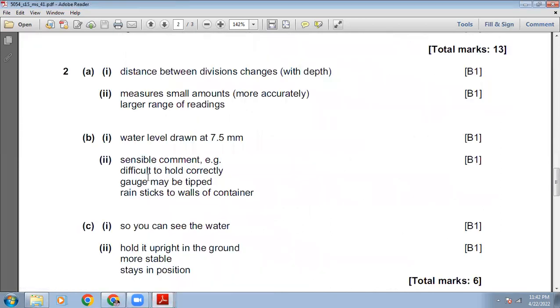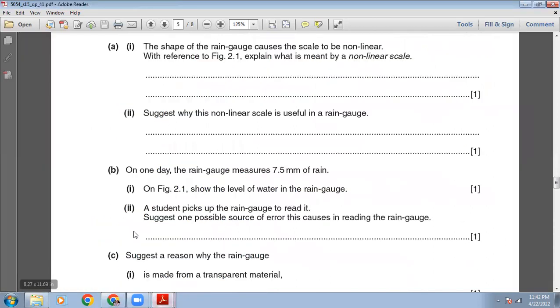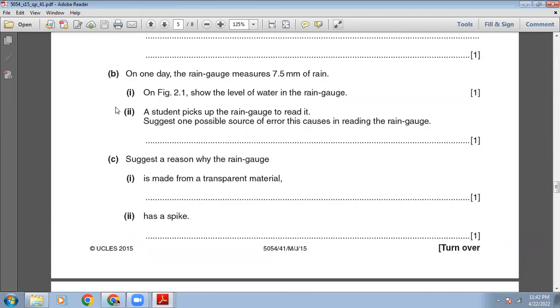Okay, so let's check the marking scheme. Measure small amount more accurately, larger range of the readings. Okay. So then he says, suggest why. We are done with B part.